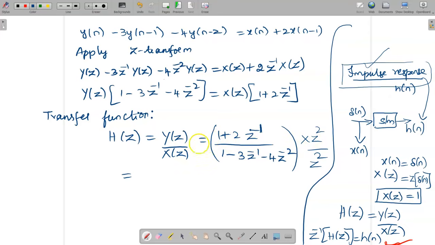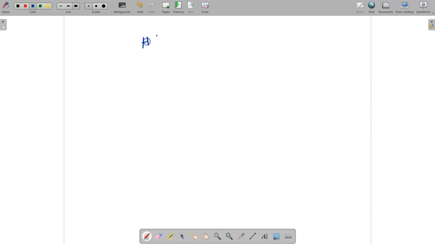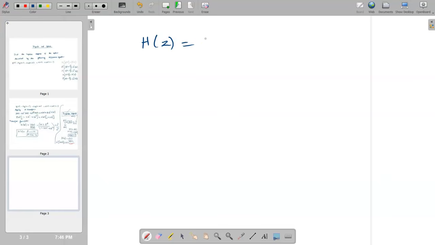So when you multiply z square into 1, it is z square plus 2, z inverse into z square is just z. Denominator, z square into 1 is z square minus 3, z inverse into z square is z, minus 4, z power minus 2 into z square will cancel, that is 1. Okay. So now this is your h of z. So z square plus 2z divided by z square minus 3z minus 4. This is my h of z. Okay. So h of z is z square plus 2z divided by z square minus 3z minus 4.